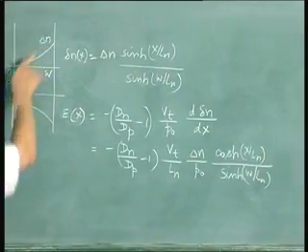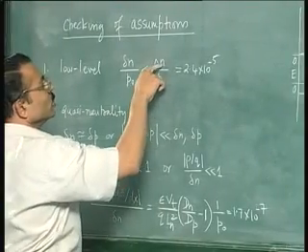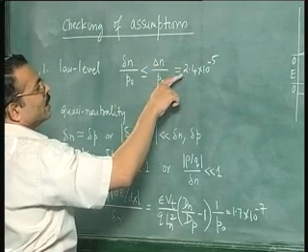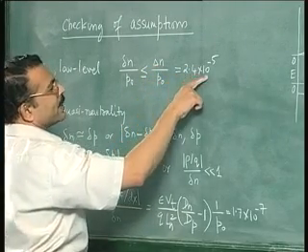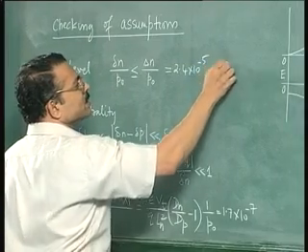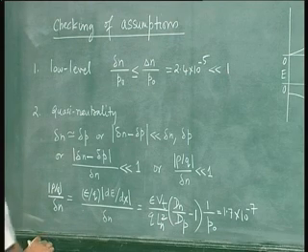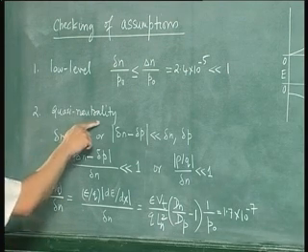Now you substitute for delta N and P naught, which we have solved for, and you will get the result 2.4 into 10 power minus 5, which is very clearly much less than 1. So the assumption of low level injection is therefore valid, very much valid in fact. Next, let us go to the quasi neutrality assumption.